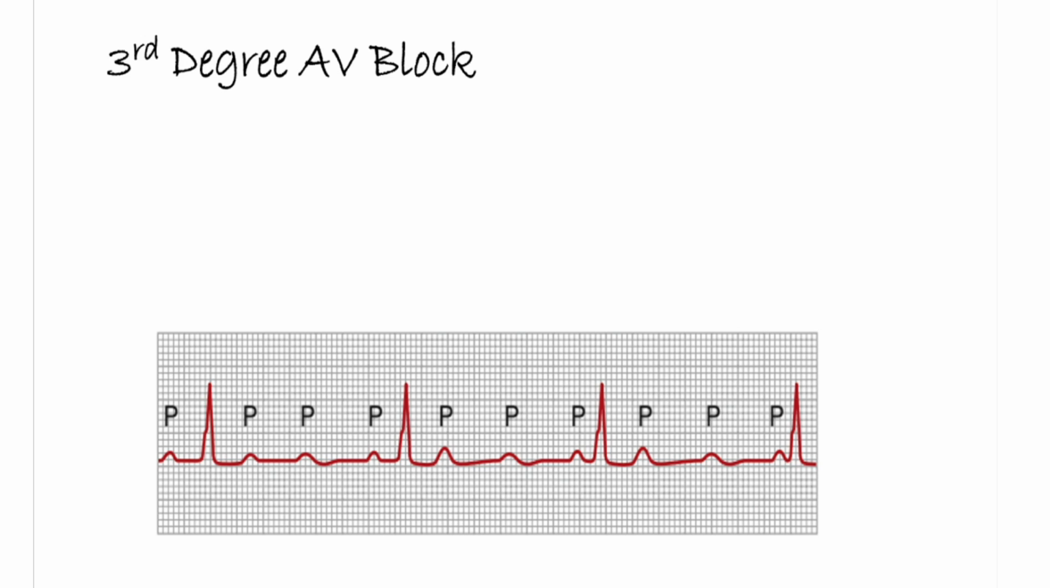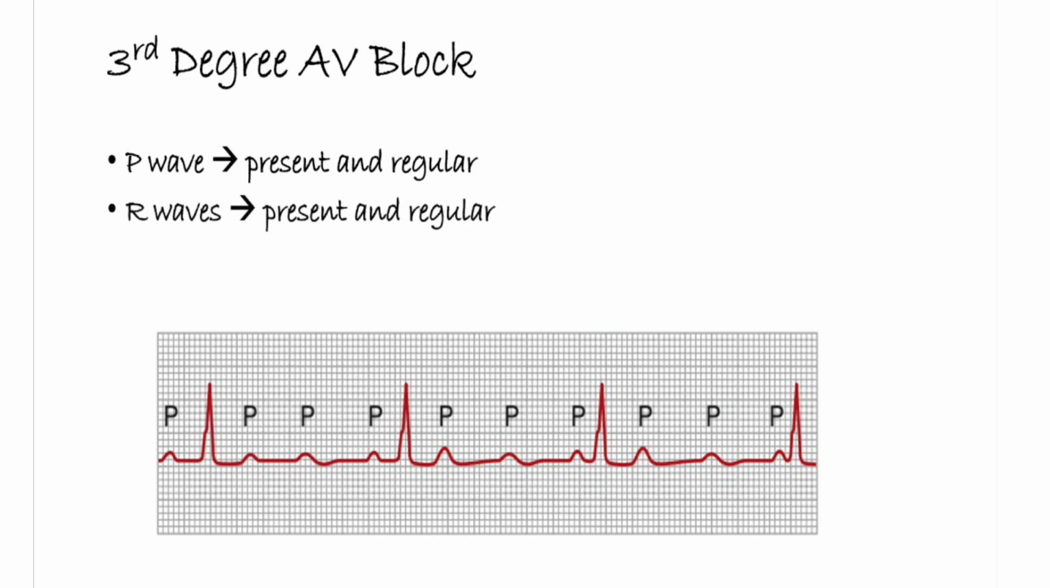Okay, so it can originate, you can say, in the AV node or AV bundle. Where? At which part? Distal to the block. Now the P waves become completely dissociated. They are present and regular. R waves are also present and regular, but the P waves become dissociated from the QRS-T complex.